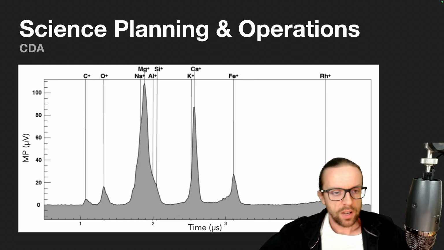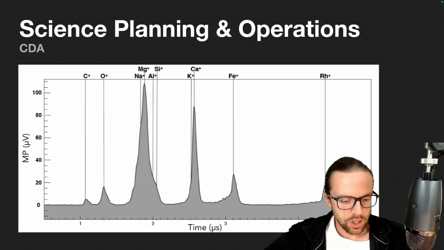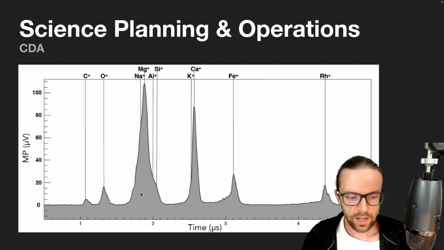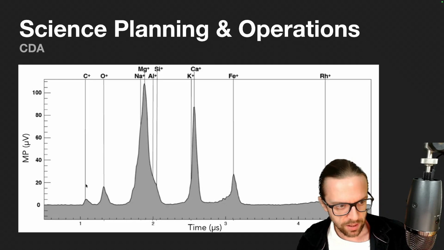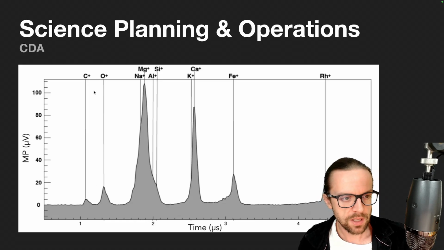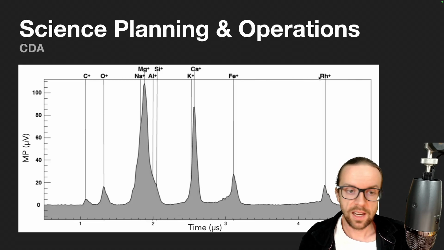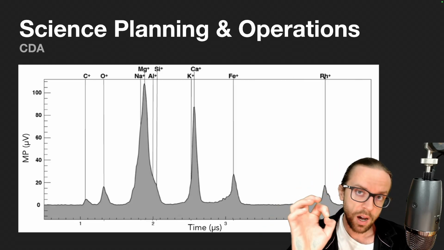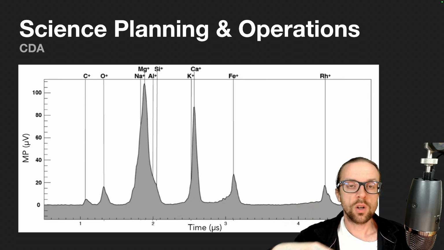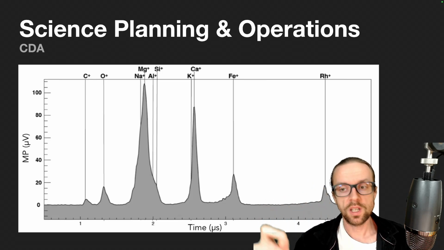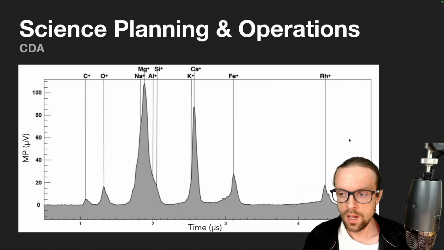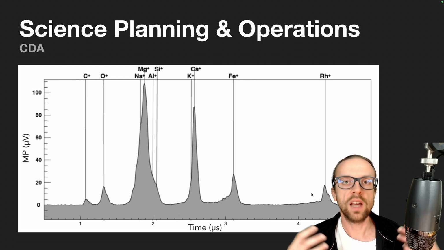Here's one of the time of flight spectra that I was just mentioning. In microseconds, from 0 to 5 microseconds, we see light particles coming first, like for example C+ and O+, and then later magnesium, aluminum, Si+, potassium, iron, and here at the end you see rhodium, which is not part of the particle, but is also smashed out from the coating and then accelerated. So this rhodium peak here at the end is a very heavy element.